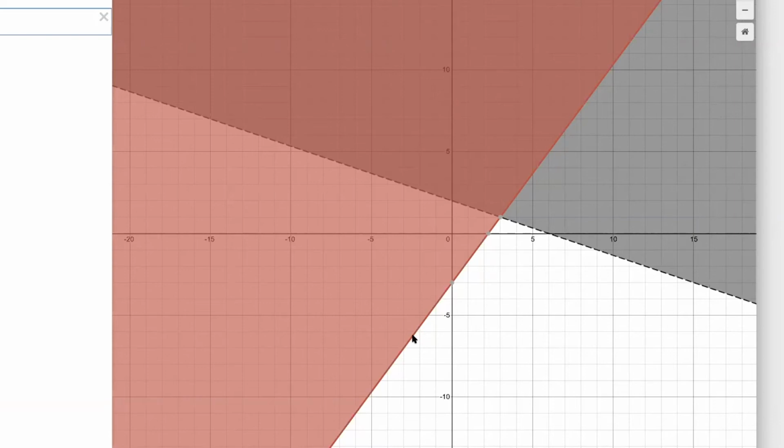The solution is the point of intersection between the equations. Exactly. So with a system of equations, the solution will be the points of intersection. Now, how about here? This is a system of inequalities.